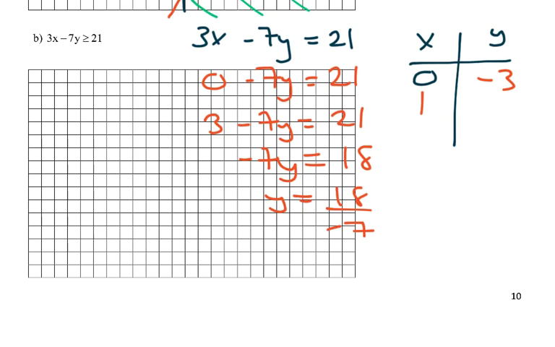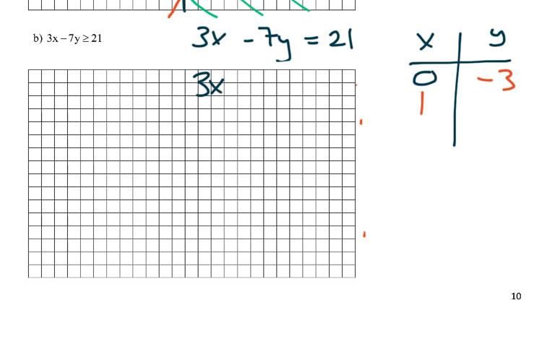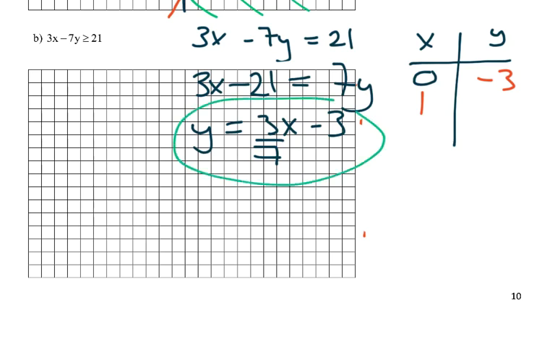Now that's a really difficult point to plot in terms of getting the accuracy right. So the best thing to do here might be to actually rewrite this equation in slope-intercept form. So make y the subject. If we add 7y to both sides and subtract 21 from both sides, we end up with this. And then we divide everything by 7. So y is going to be equal to 3 over 7 x minus 3. And so what we can do now is draw this graph using our slope and intercept.